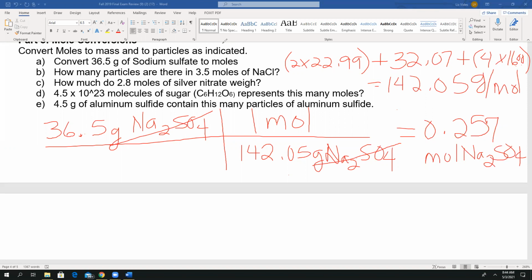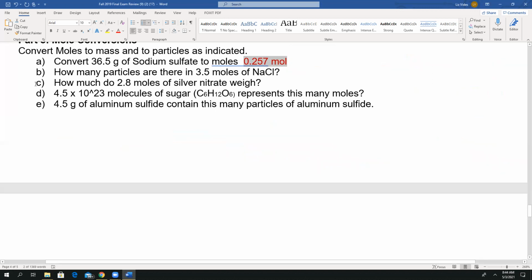All right, so we're going to go ahead and write down the answer right here. I'm going to actually type it in, so that way we can just keep going for the next one. Okay, so it's 0.257 moles. Let me clear everybody else. All right, so I've done A, I'm gonna do C.